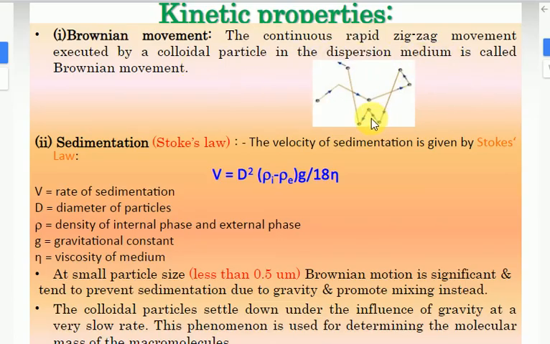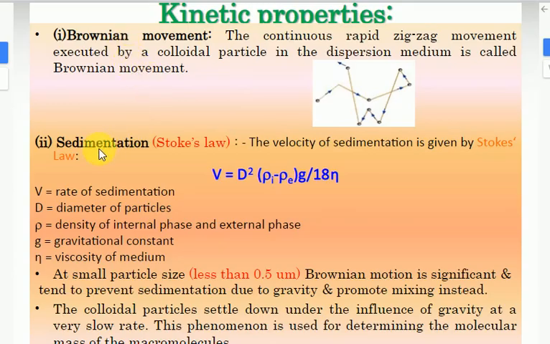The Brownian motion of the particles depends upon two things. Whenever concentration is high, the Brownian motion is very little. Whenever concentration is low, the Brownian motion takes place easily. Clear? That's one point. Brownian motion is independent of the nature of the colloidal particles, but depends upon the size of the particles and the viscosity. Size of the particles and viscosity decide the Brownian motion of the solutions.